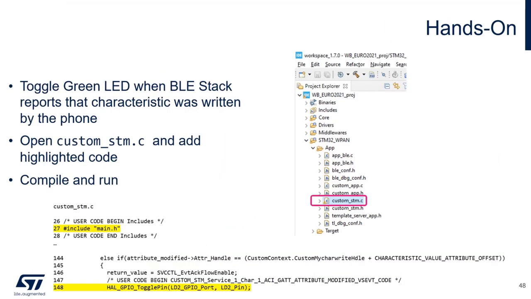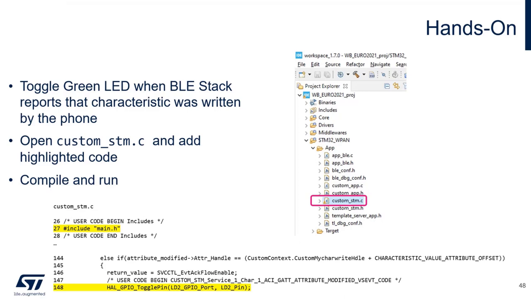The first one will be very simple. We need to locate the file custom_stm.c. And in there, you will find the event handler for the write transaction. We first need to include the main.h to have the visibility of the macros that define the LED. And then on line 148, we will toggle an LED on any write event. So notice that we are actually not parsing the value.